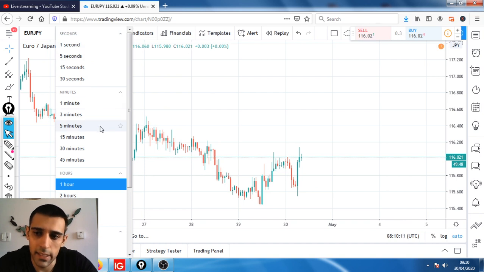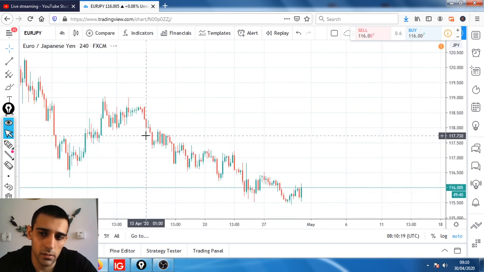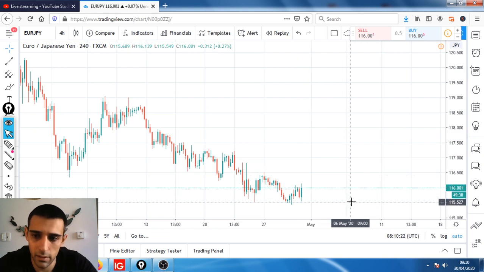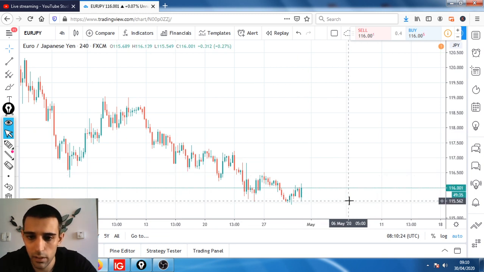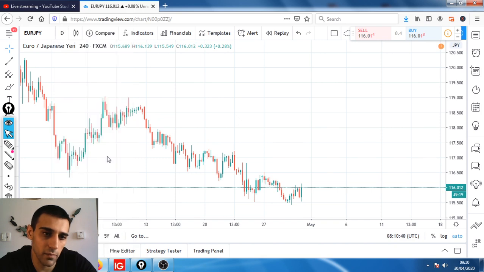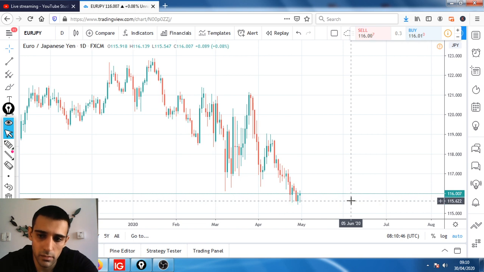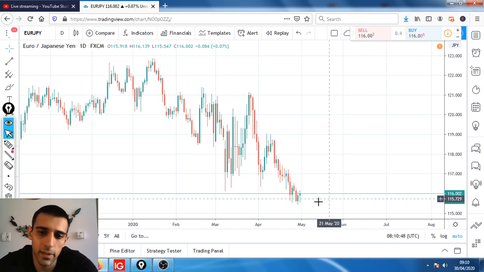So now let's look at the targets. The entry is 116.25. The targets I can think of, we can use the same lows which have been tested previously. So 115.60. Let me have a look at the daily time frame. 115.60, but it's been tested.